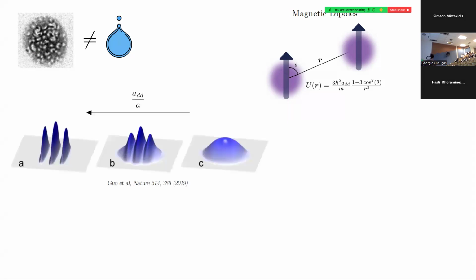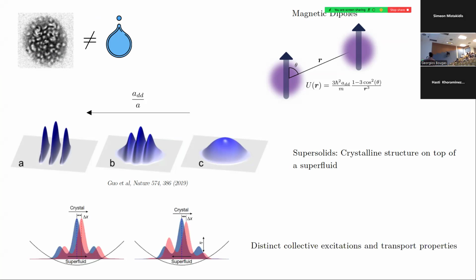Now, if you consider the ratio of dipolar interactions with respect to the short-range interactions, we can have different phases. In panel C, you see the superfluid that we have been discussing before. But if you keep lowering this interaction ratio, then eventually you will hit what is called the supersolid, which means you have a superfluid background, and on top of that you have a crystalline structure. It's very interesting because there's a distinct dynamical response with respect to the superfluid, and this goes back to symmetry breaking, because you break two symmetries in this kind of supersolid.